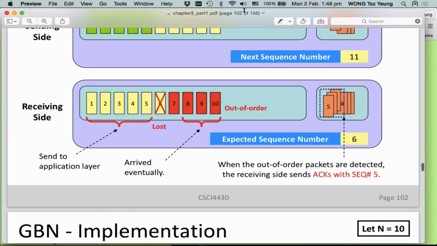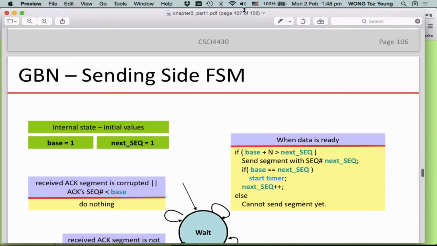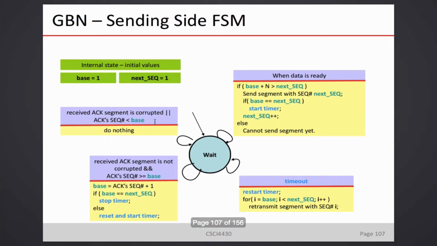So let's go to the state diagram. Sorry about that, I mixed up the full screen. Based on this state diagram, if I have this scenario where I send 10 packets, and I don't know why only the ACK for 10 has come back, will I generate any retransmission?